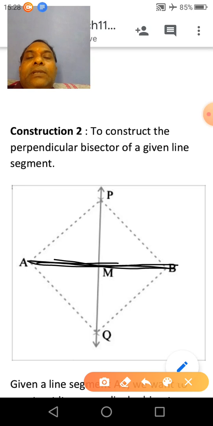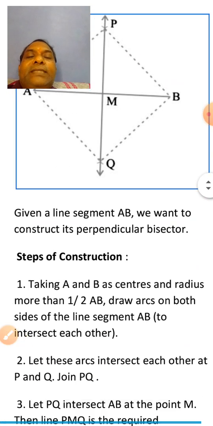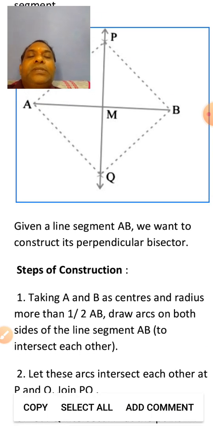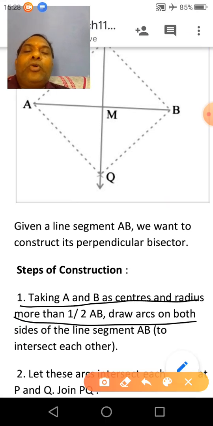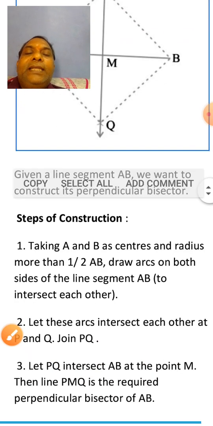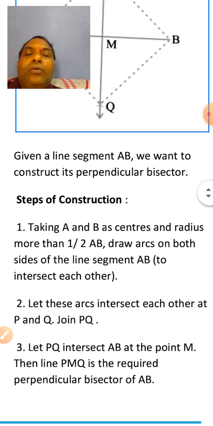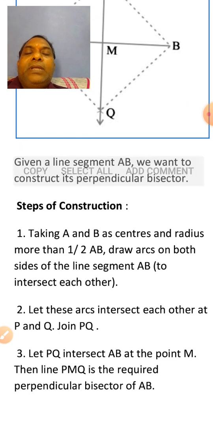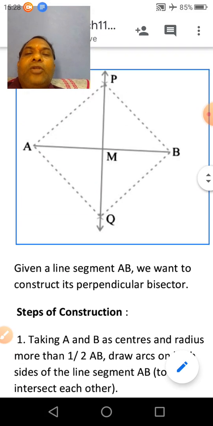To draw, taking A and B as center and radius more than half of AB, draw arcs on both sides of the line segment AB. Let these arcs intersect each other at points P and Q. Join PQ. So PQ intersects AB at the point M, and line PMQ is the required perpendicular bisector of AB.